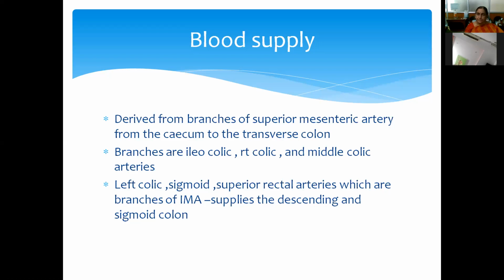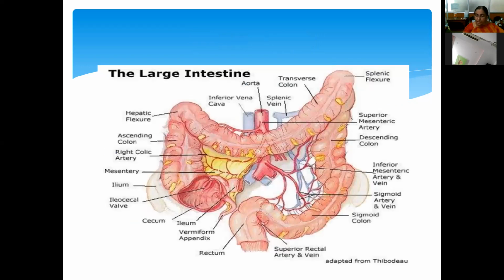The branches of the superior mesenteric artery are the ileocolic, right colic and middle colic arteries, whereas the branches of the inferior mesenteric artery are the left colic, sigmoid and superior rectal arteries, which supply the descending and sigmoid colon. You can see the blood supply here. So this I have already enumerated while we were talking about the small intestine.